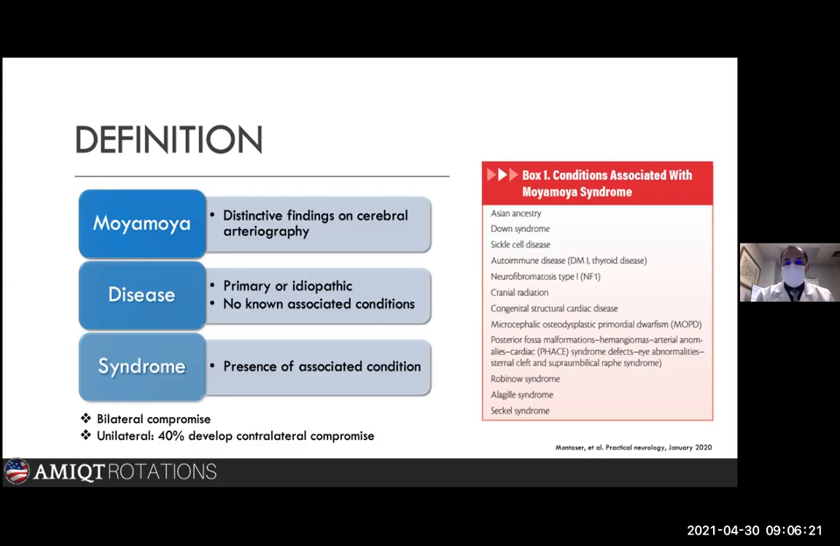Traditionally, it was defined as a bilateral compromise of the internal carotid arteries. However, nowadays, we know that even a unilateral compromise is also considered Moyamoya. In fact, 40% of patients with unilateral compromise will later develop contralateral compromise.